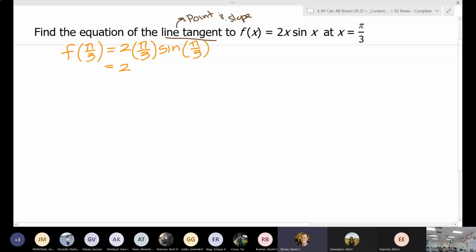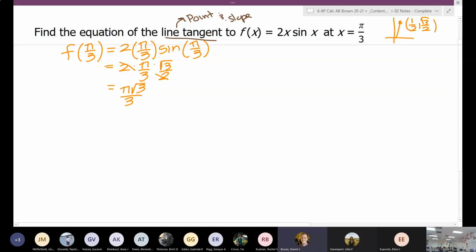And so I have 2 times the pi over 3. Pi over 3, thinking about our unit circle, the sine of pi over 3 is root 3 over 2. So simplifying it, not the prettiest looking y value, but we have pi root 3 over 3.